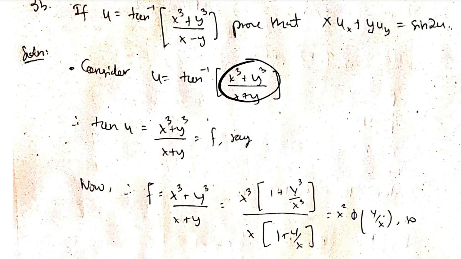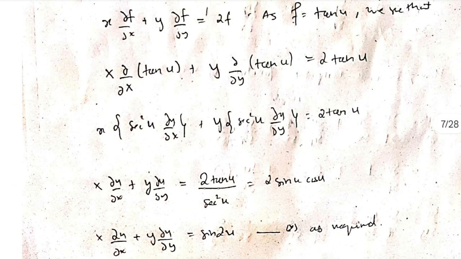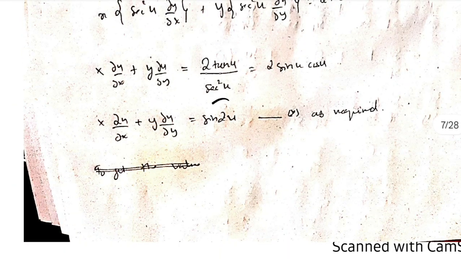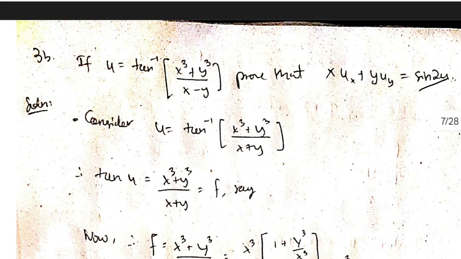Partially differentiate with respect to x, and then partially differentiate with respect to y to find out del u by del x and del u by del y. After that, substitute those two things in the equation, and you'll get one answer which is sine 2u. Okay, that's what we have to find out in the question they've asked to prove. Okay, this was about the partial differentiation.